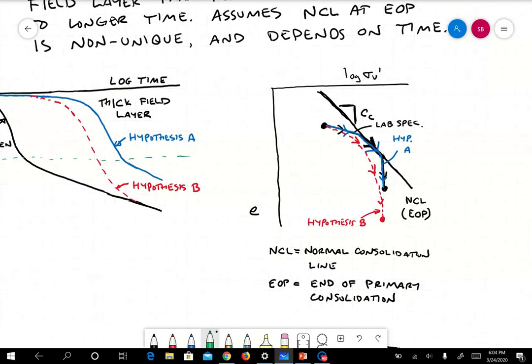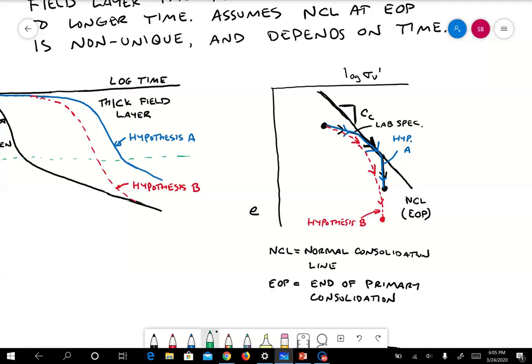All right, then this figure over here shows the different hypotheses, hypothesis A and B, but instead of being void ratio versus log time, we now have void ratio versus log vertical effective stress. So here's the normal consolidation line that you would measure at the end of primary consolidation. Let's say that you got your 20 millimeter thick specimen, you did a consolidation test, you loaded it up to vertical pressures that were higher than the maximum past pressure in the field, you can get this normal consolidation line, right? And measure the slope C sub C.